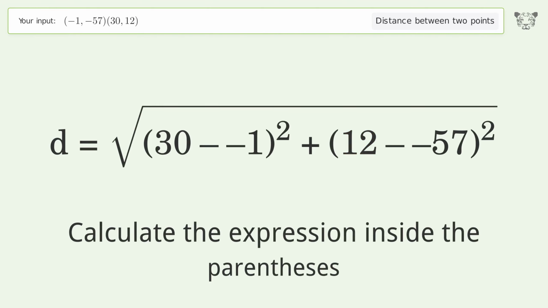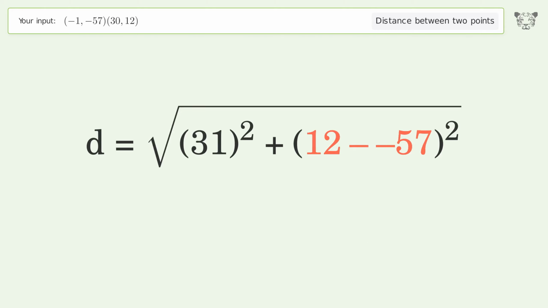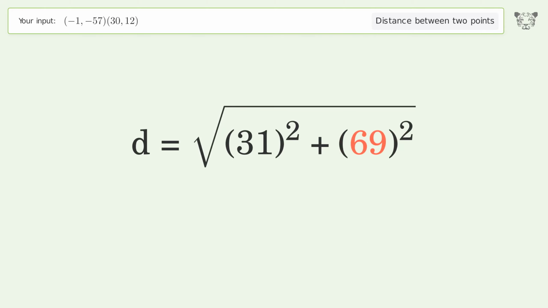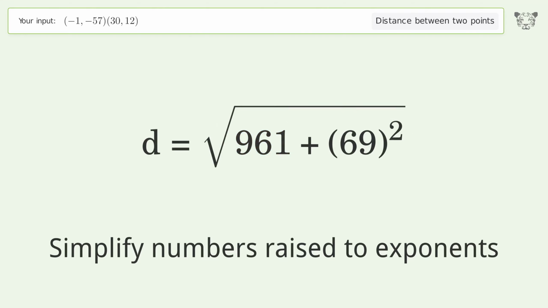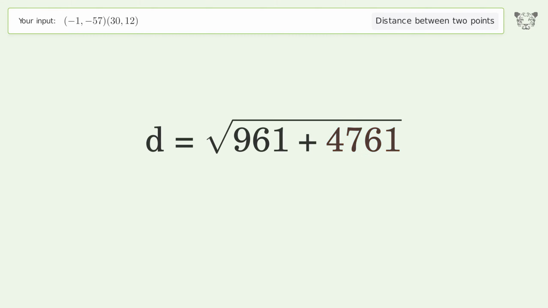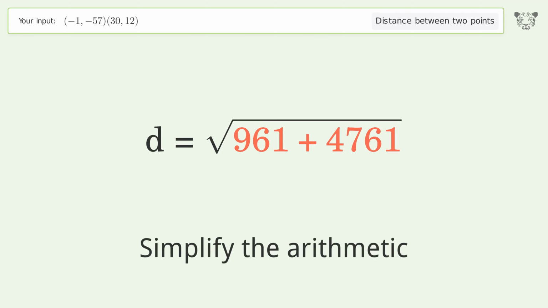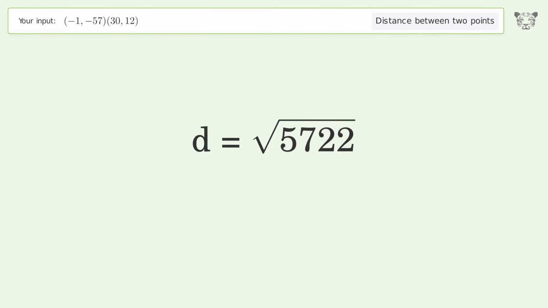Calculate the expression inside the parentheses. Simplify numbers raised to exponents. Simplify the arithmetic. And so the distance between the 2 points is the square root of 5,722, or 75.644.